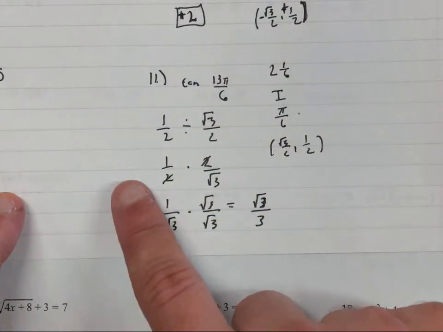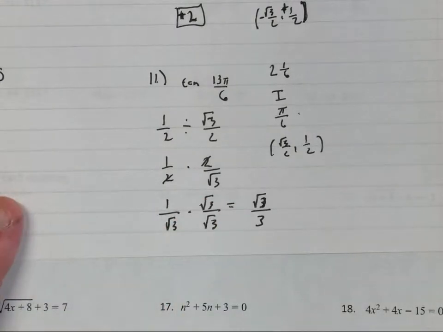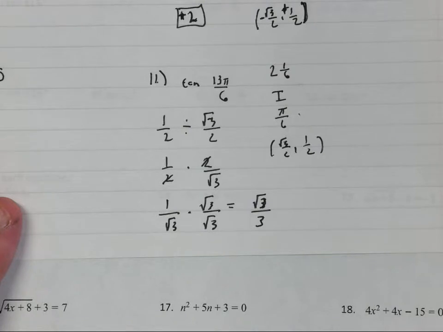And then y divided by x. I get 1 over this. You can't submit it like this. So I rationalize the denominator. Are we good? Okay. Put that away.